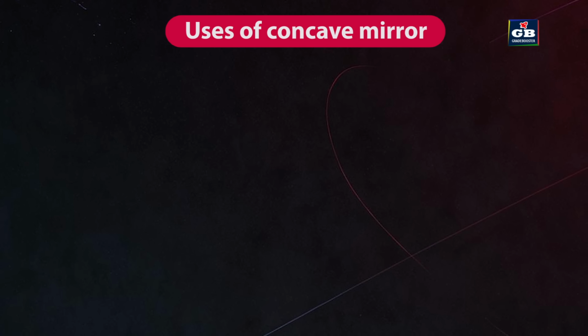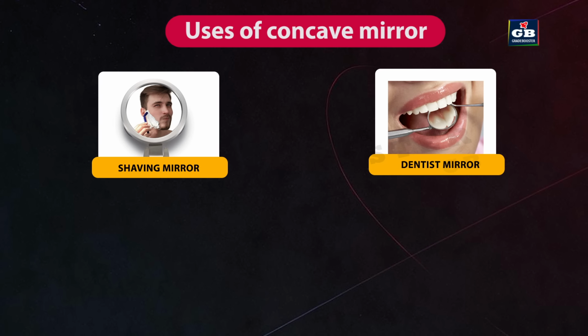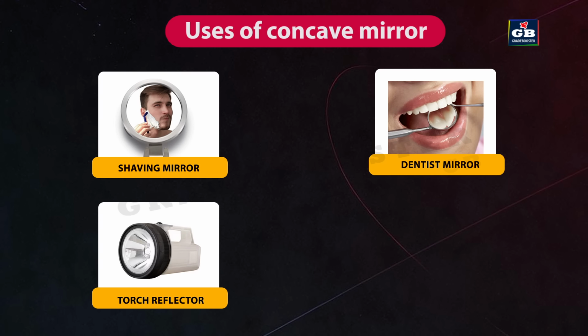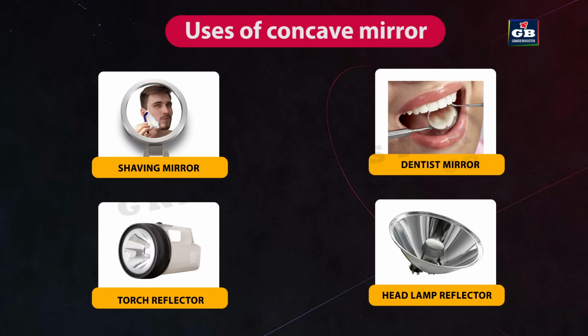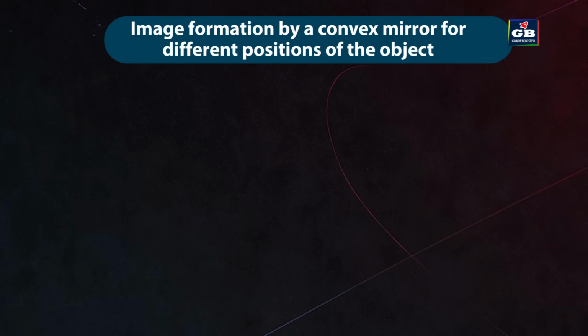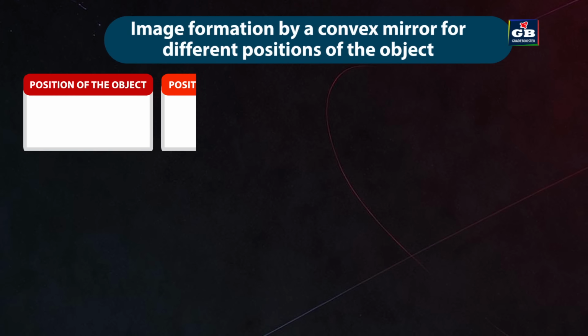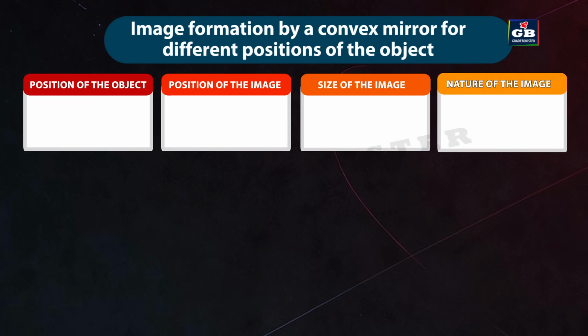Uses of concave mirrors. Concave mirrors are used as shaving mirrors and dentist mirrors. They are also used in the reflectors of torchlights and vehicle lights. Now, we will see the image formation by convex mirror. Here we consider only two positions of the object for studying the image formed by convex mirror.